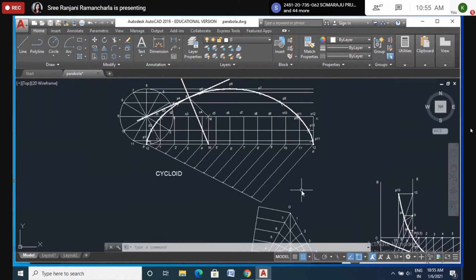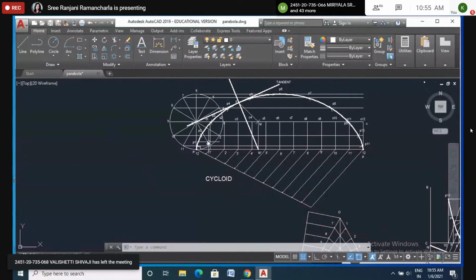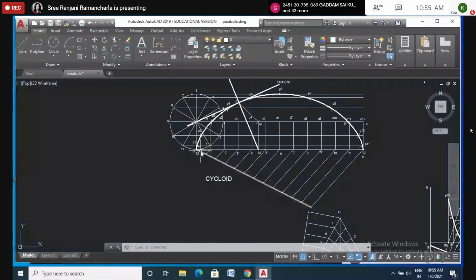Okay. Now the next figure is epicycloid. Epicycloid is here. This cycloid is rolling on a straight path, whereas an epicycloid is rolling on a curved path. Instead of this line being straight, this line will be in a curved path like this. So that is the epicycloid.